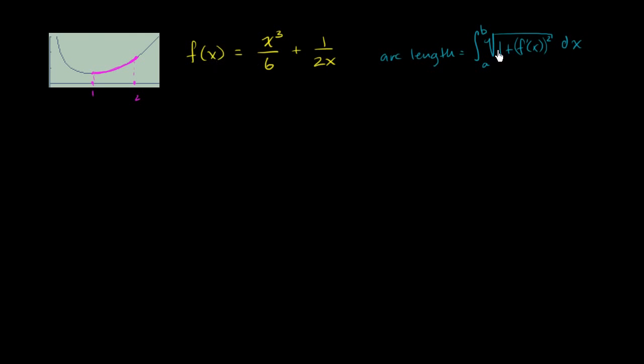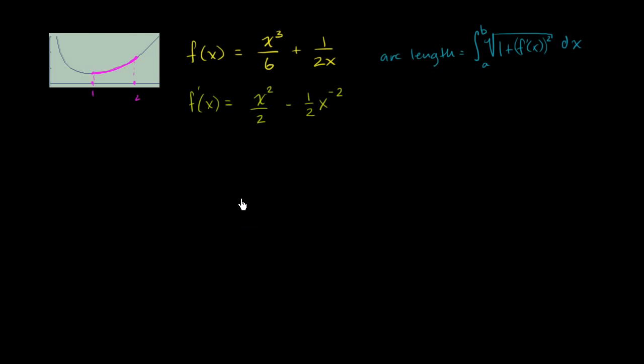So for this particular f of x, we just need to figure out what f prime of x is. We need to square it. We need to add 1 to it. And then we have to take the square root of that. So let's do all of that step by step. So what is f prime of x going to be? Let's see. X to the third, the derivative of that is 3x squared. So 3x squared over 6, so it's going to be x squared over 2. And then this is 1/2 x to the negative 1 is one way to think about it. And so that's going to be negative 1/2 x to the negative 2 power.